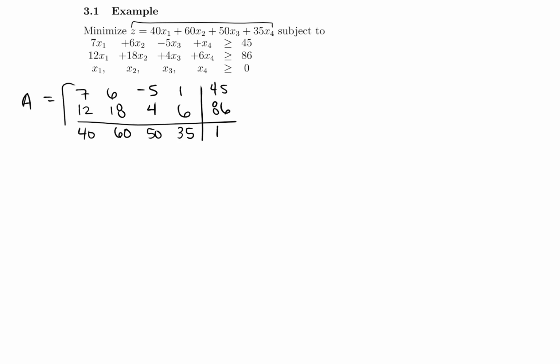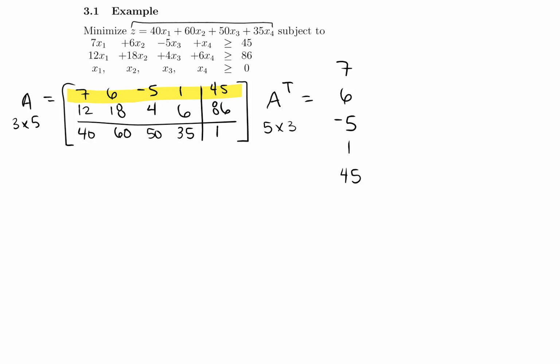Alright, so here's our original augmented matrix, and now we need to transpose it, and so that will give us the dual problem. So now our transpose, if the original matrix was 3 by 5, then the new one is going to be a 5 by 3, because the rows and the columns are going to switch. So let's see, A transpose, I'm going to take the first row, and that will become the first column for the transpose. So we'll have 7, 6, -5, 1, and 45.